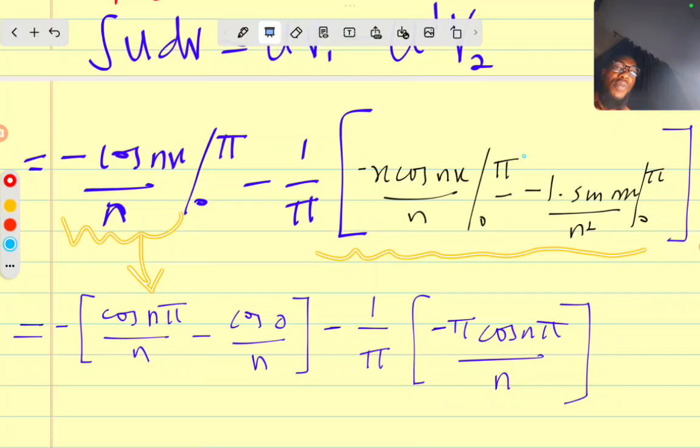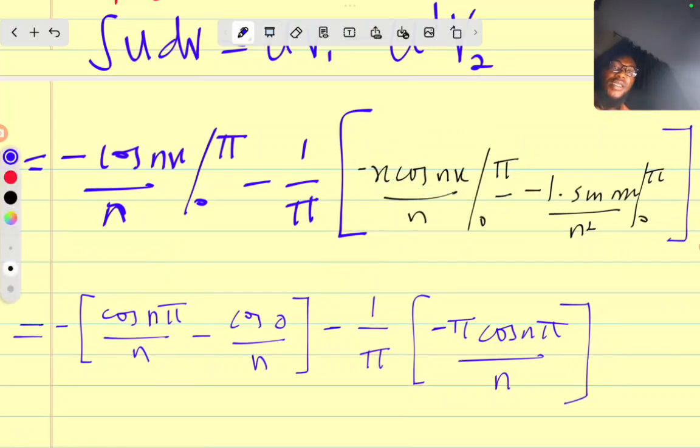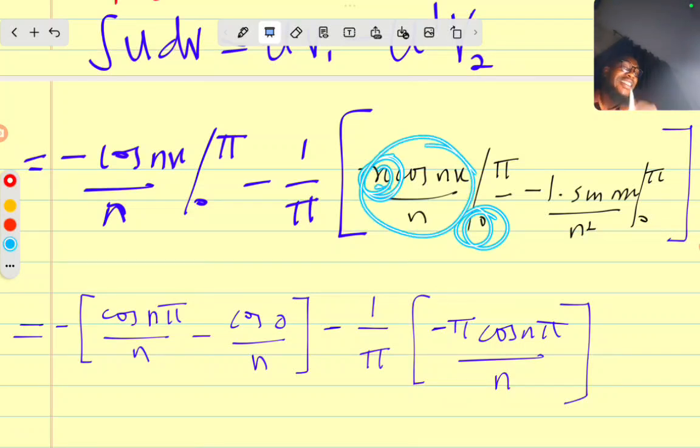So if I put my upper limit over here, I'm going to have minus pi cos n pi. And again, if I put my lower limit in this place, which is 0, my x will turn to 0. 0 times cos will be 0, 0 over n is 0. So putting your lower limit here will turn to 0.